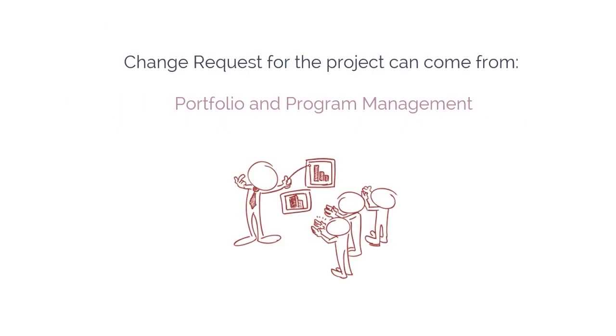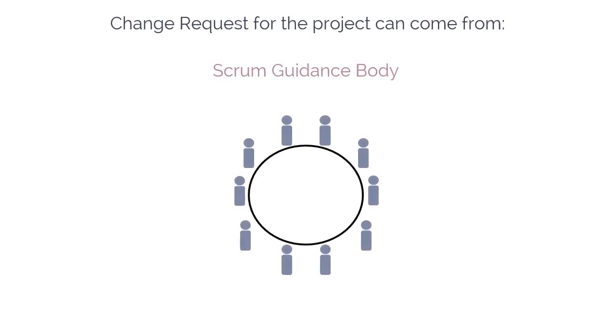Because of changes in the strategic direction of the company, competitive landscape, funding-related issues, and so forth, the portfolio and program management can recommend changes that affect the project. Due to changes in government regulations, lessons learned from previous projects, or some corporate directives for quality and security, the Scrum guidance body may submit change requests that affect all projects. These are the sources of change requests in a project.